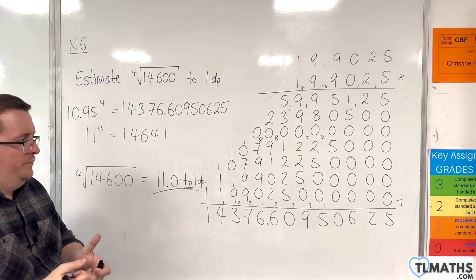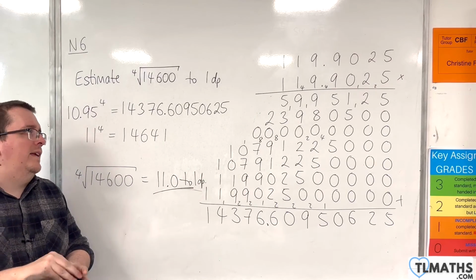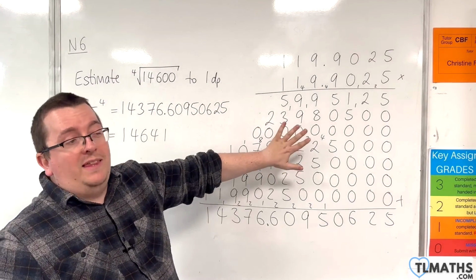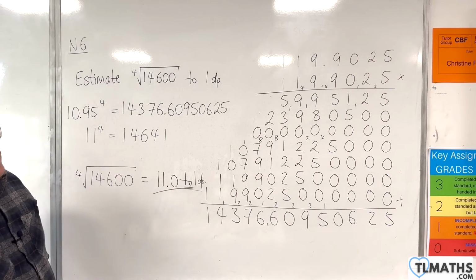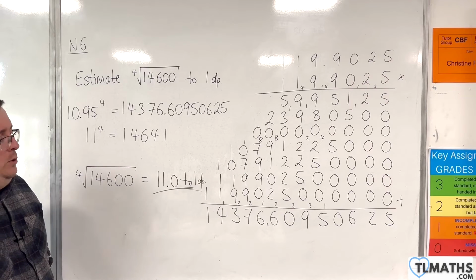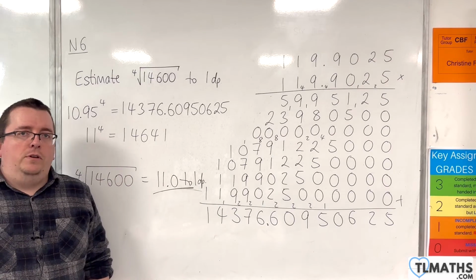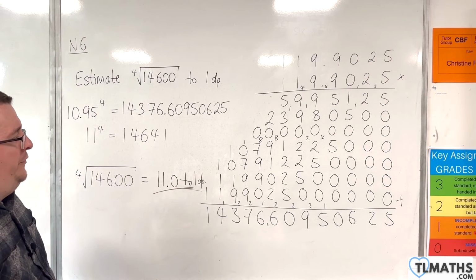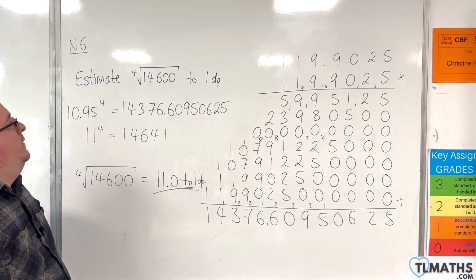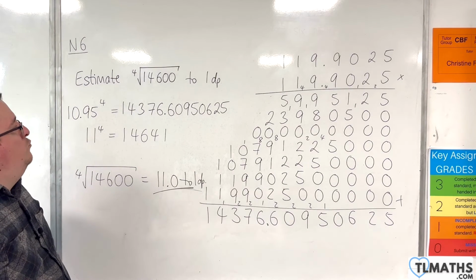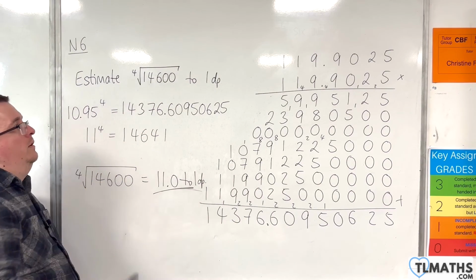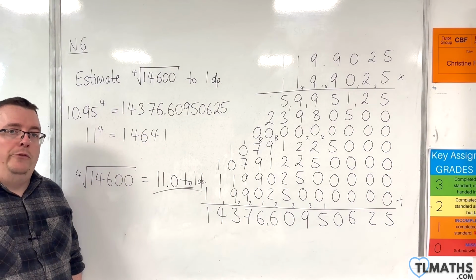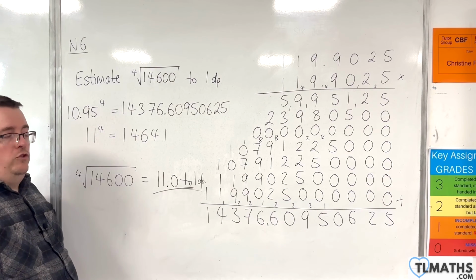Now, as I said, very unlikely that they're going to get you to do something like that in an exam, because it just takes too long, and it's just cranking the handle. So, in all likelihood, it's really determining which integer that fourth root is going to be closest to, and in this case it would have just been 11.